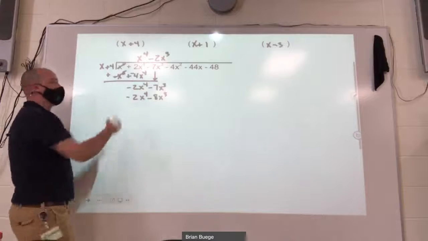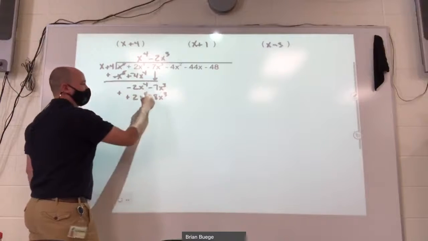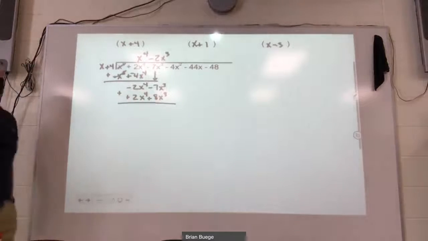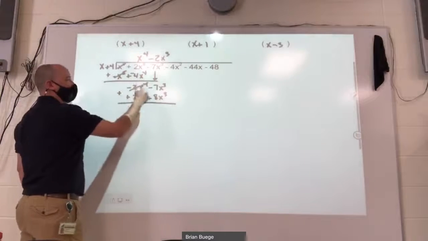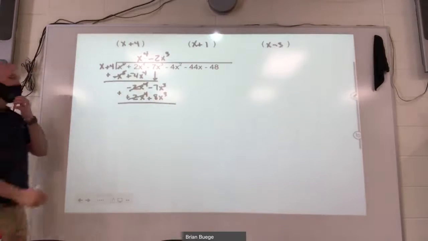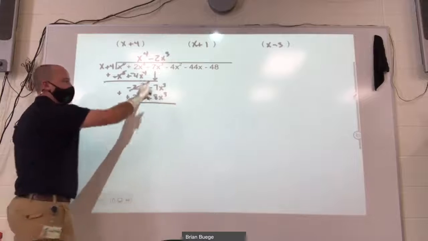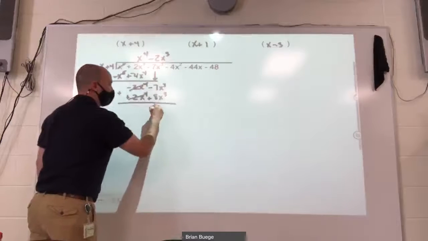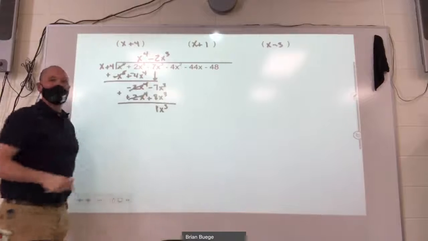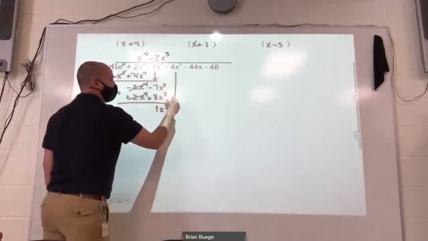Now we subtract again, and therefore I'm going to add the opposite, because again, it's easier to add and combine like terms than it is otherwise. So the 2x to the 4th, those cancel out. First terms always should. Negative 7x cubed and a positive 8x cubed, when I combine those, we get 1x cubed. And once again, now we start the process over. Bring the next term down.